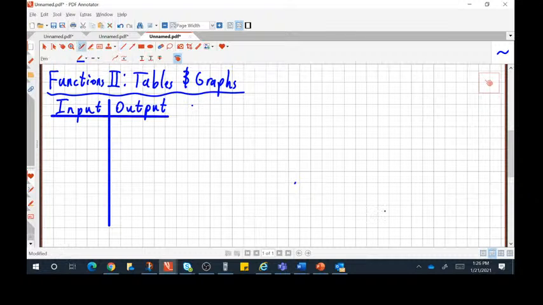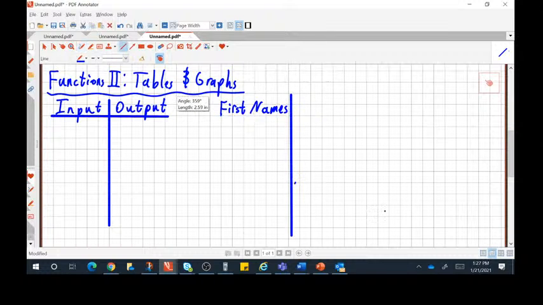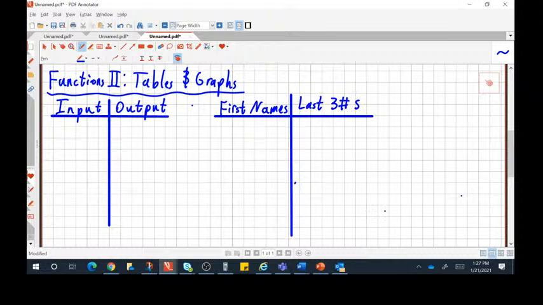Our input's going to be, and I want you to follow along here, first name. I'm going to take your first names. And the output is the last 3 numbers of your student ID. So I want you to think of your student ID, that's your 9 number, and come up with the last 3 digits of your 9 number. The last 3 numbers of your student number.